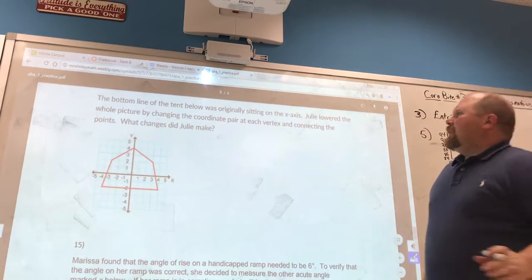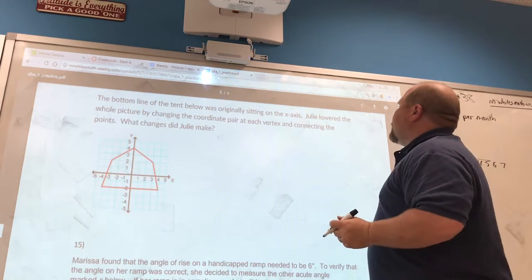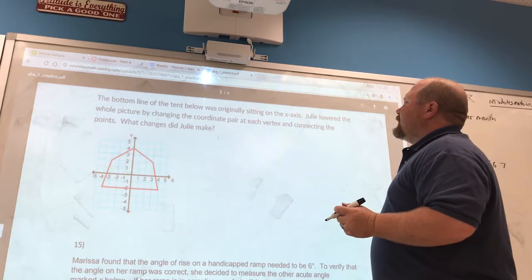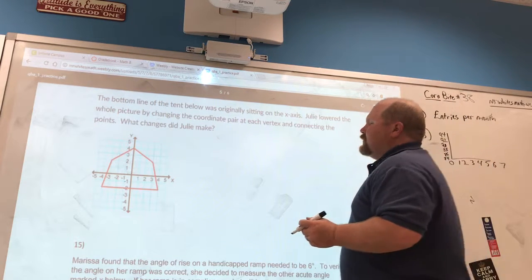14. The bottom line of the tent below was originally sitting on the x-axis. Julie lowered the whole picture by changing the coordinate pair at each vertex and connecting the points. What change did Julie make?